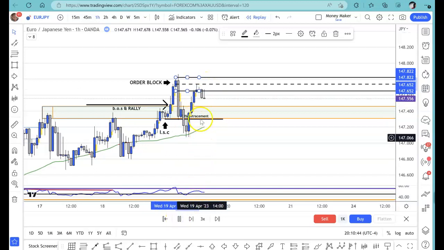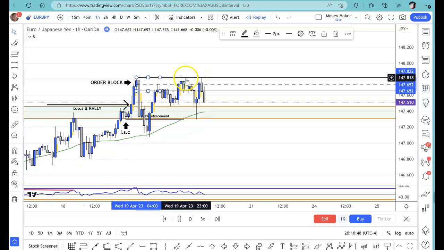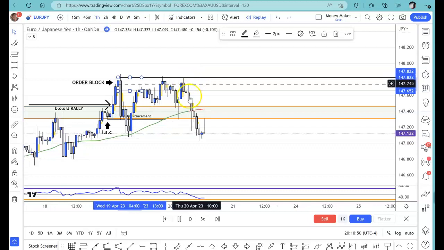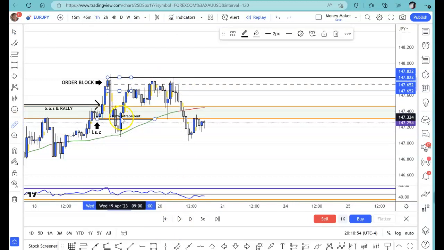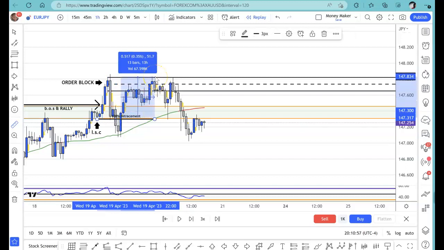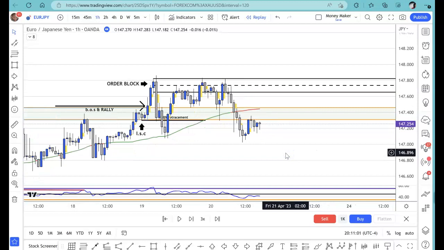As you can see, had I taken my entry inside this box, it would have been little drawdown and this market eventually went into my favor. Now, the difference between this entry and this entry down here is all of 50 pips. Just remember when you're trading, when you work on your entries and you have better entries, you can make more money and leave less on the table.